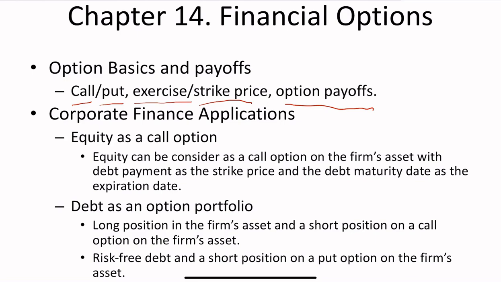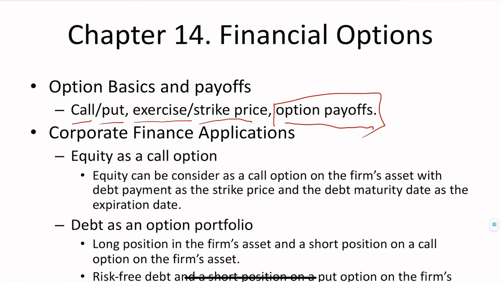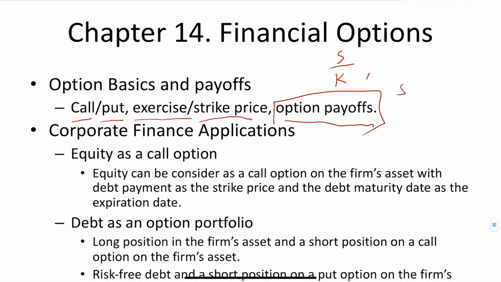For example, if your call has the exercise price of $100 on Google stock, this means you will have the right to buy Google stock at $100. And then option payoffs, I would say this part is pretty important. Basically, if you consider the market price as S, the exercise price as K, then the option payoff is S minus K if S is large.